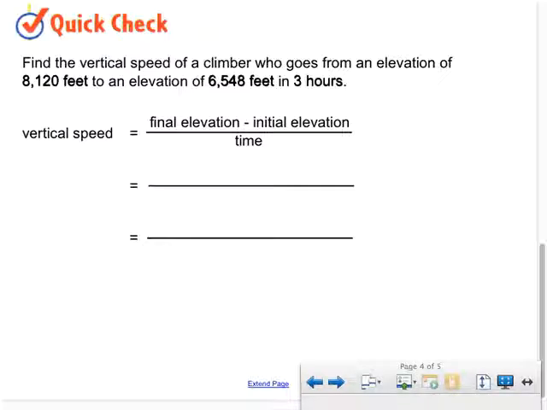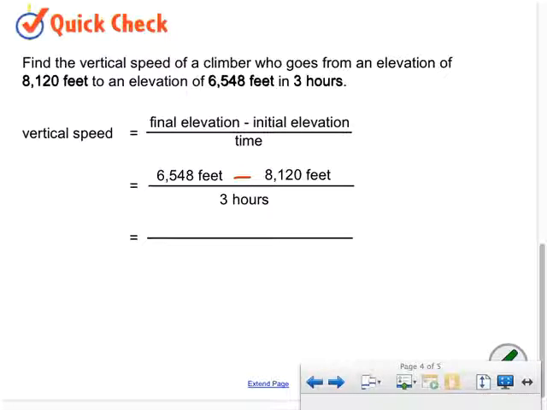Okay, so what's my final elevation? 6,548. Okay, good. And I gotta take the difference of that with what else? 8,120. Okay, the initial elevation. Very good. Okay, and what's my time that passes? 3 hours. Okay, good, 3 hours. Okay, so in order for me to divide this fraction out, I have to simplify the numerator first, right? So, go ahead. 8,120 from 6,548.